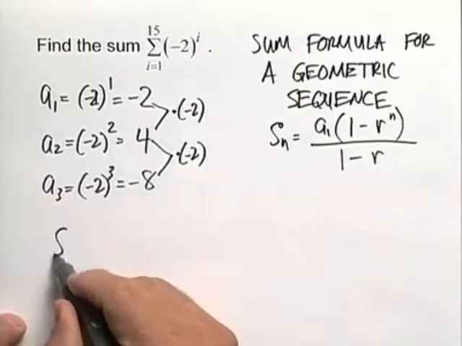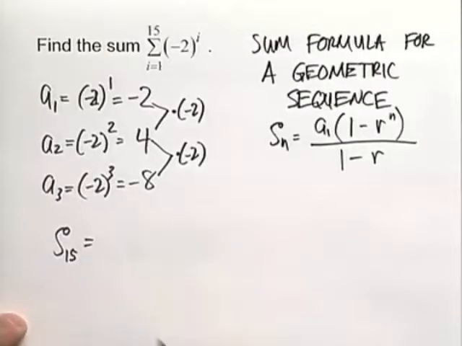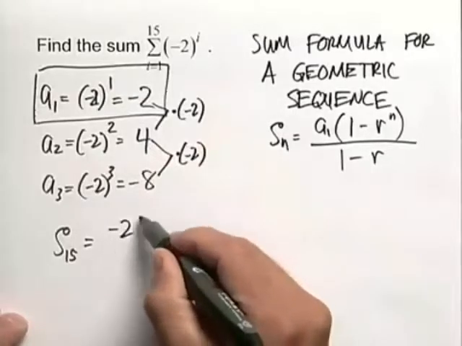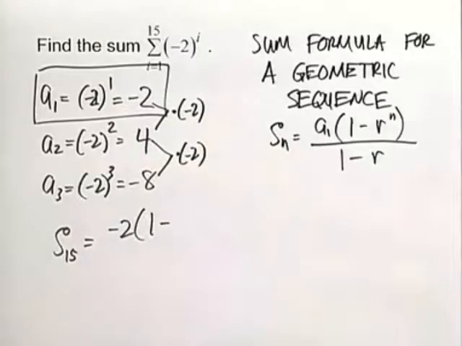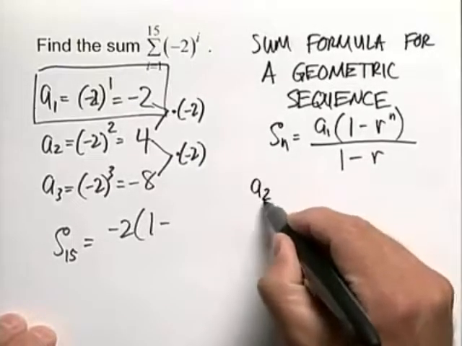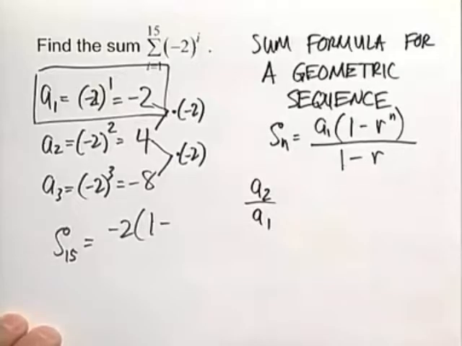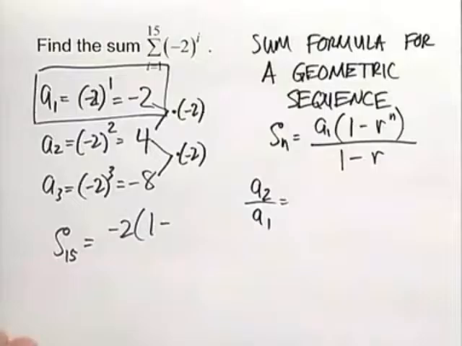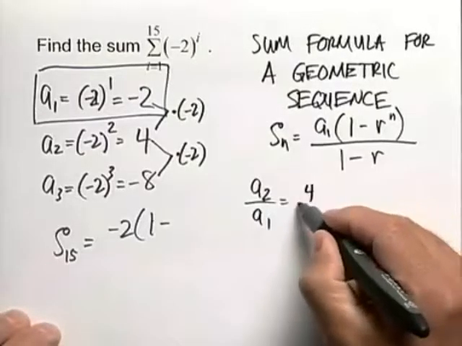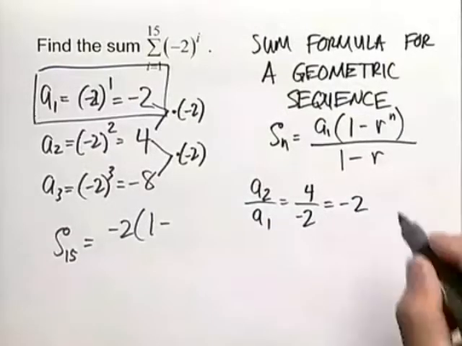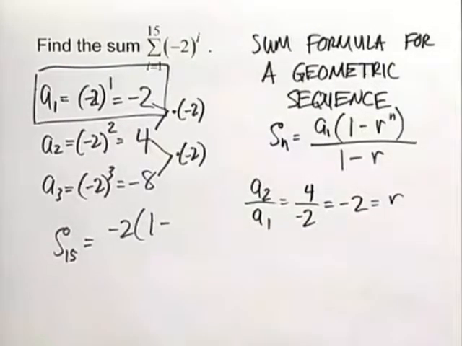So we're looking for S sub 15 here, the sum of the first 15 terms. a sub 1 is our first term, which we already have, negative 2, times 1 minus r. Here we need to find our common ratio, and the way we can go about finding our common ratio is take a sub 2 divided by a sub 1, a sub 3 divided by a sub 2, and so forth. Take any two successive terms and divide them, and in this case we can see that 4 divided by a negative 2 will give us that common ratio of a negative 2, and that's almost always represented as r.